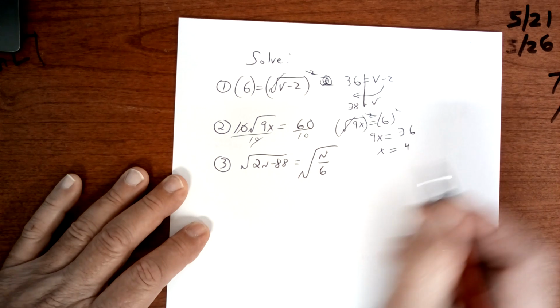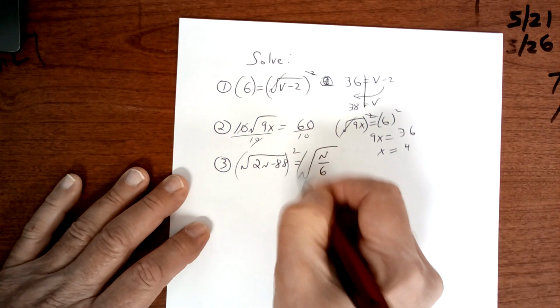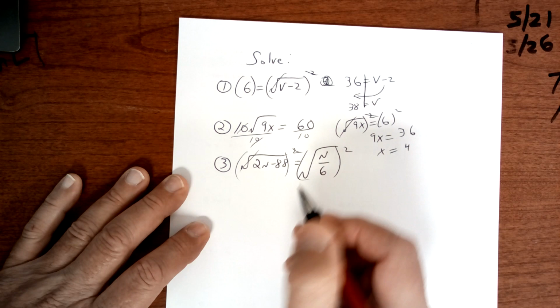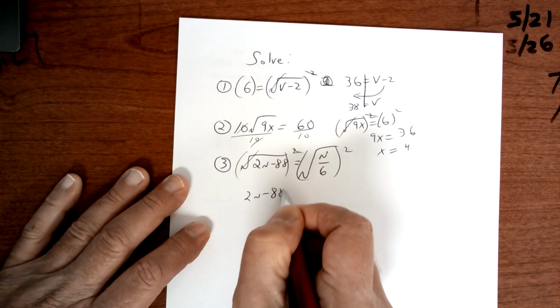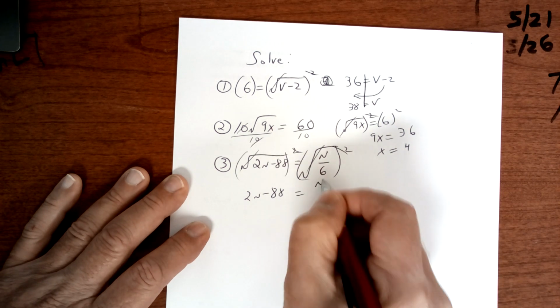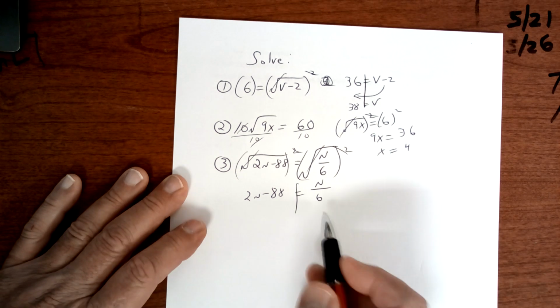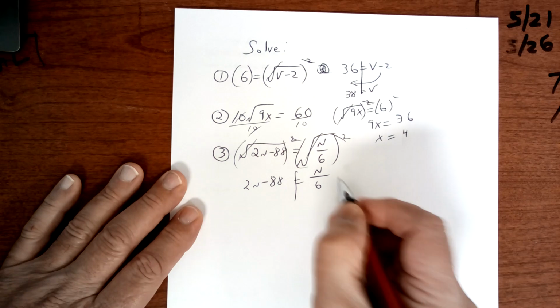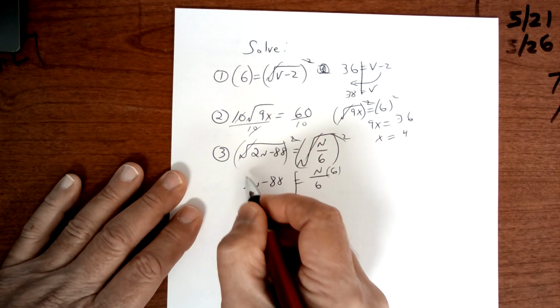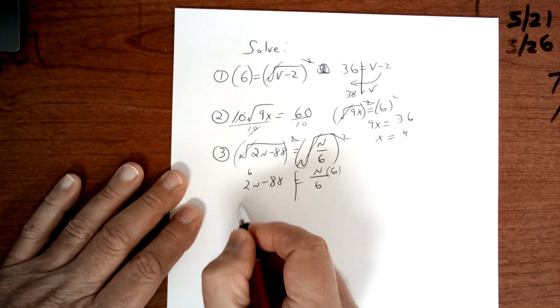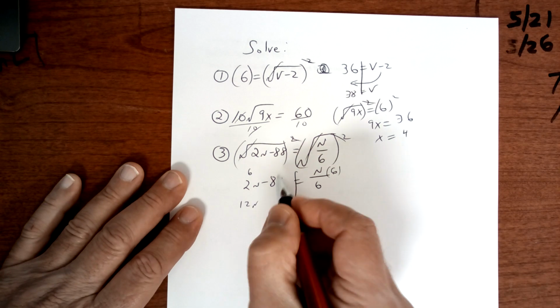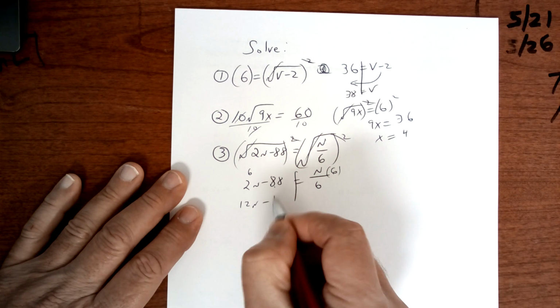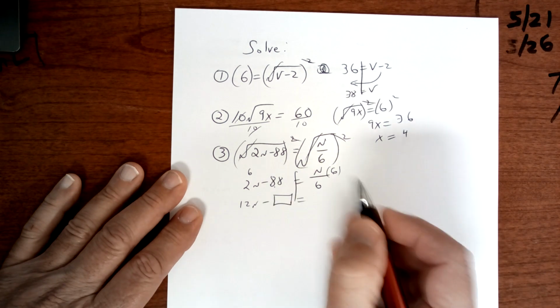This one I would square both sides. This cancels. This cancels. And then you're going to go ahead and work this problem out. Well, how would you work it? I would multiply everything by 6. And so when you do 6 on everything, you're going to get 12. And then you got to multiply that by 6, which is going to be a very large number. And then this cancels. Okay?